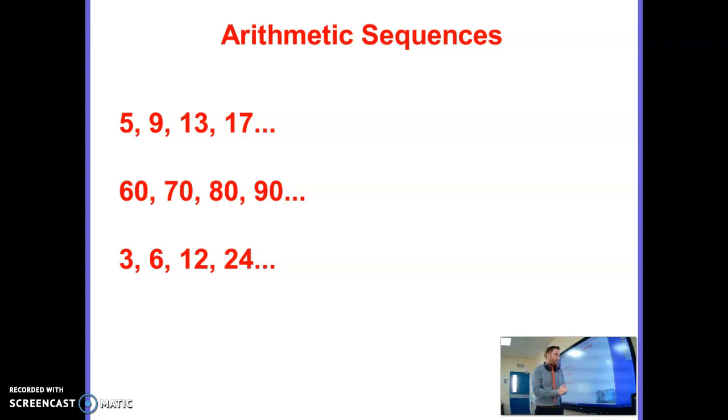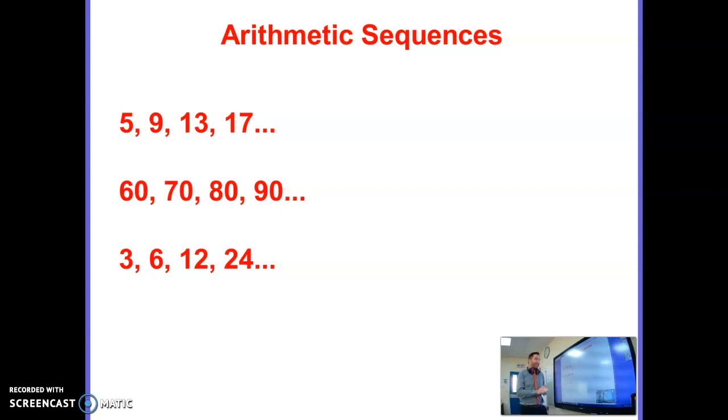Hello and welcome to this tutorial on arithmetic sequences. This follows on from basic sequence work, which you may have seen before. You may have even found a general term, an nth term, for some sequences before. Let's talk about what makes an arithmetic sequence.